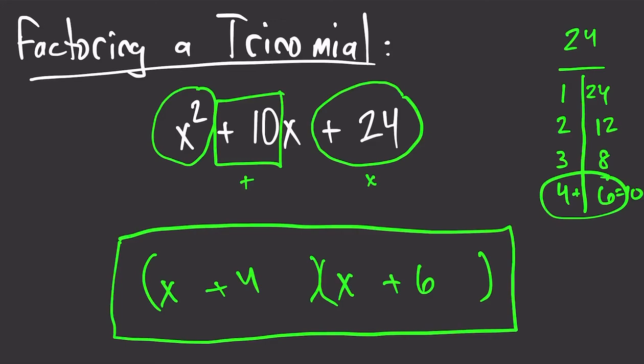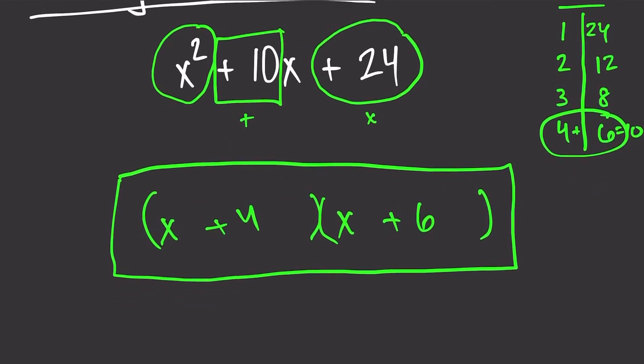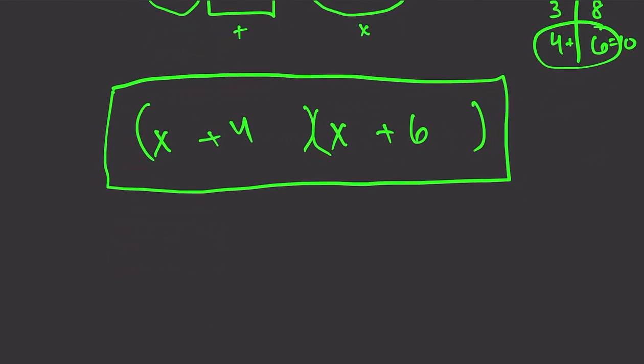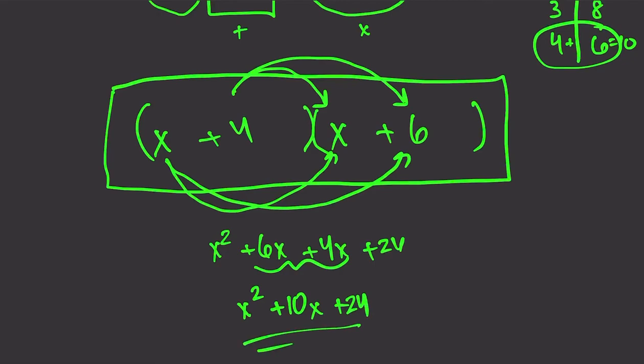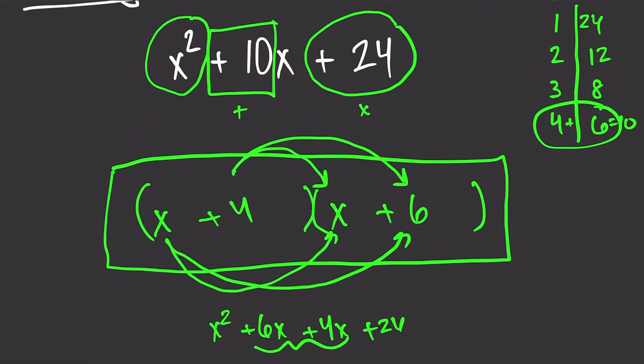Now, I'm going to check this first one. You don't need to do this, but I just want to show you if you're interested or a little bit unsure, how could you check this? Well, I'm just going to do FOIL, first, outer, inner, last, on these two binomials. So x times x is x squared. x times 6 is 6x. 4 times x is 4x. And 4 times 6 is 24. So now I want to add these two middle terms. If I do that, I have x squared plus 10x plus 24. Well, how does this compare to our original? It's the same thing. So I know that I factored this correctly.